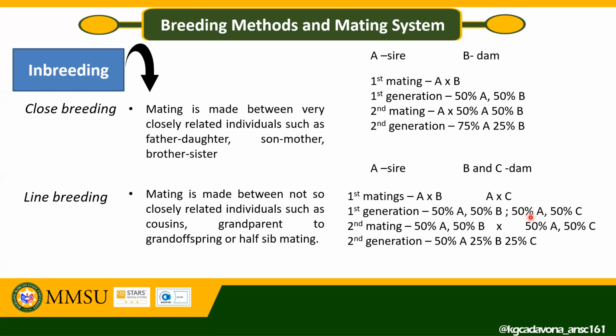So in the first mating of the sire, as I have said, the inheritance is 50%. Then in the second generation, it should receive 3/4 or 75% of its genetic inheritance from the sire A, because he appears closer in the pedigree to the offspring than he does in line breeding. The offspring in the second generation also receive only 25% of their genetic inheritance from the dam B, or the female parent. That is for close breeding.